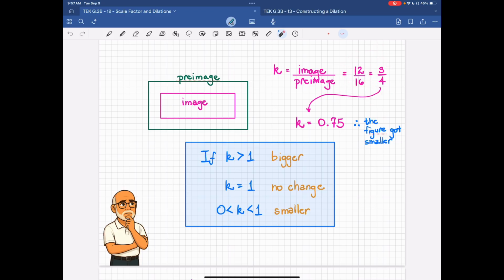Now you know that 3/4 can be written as a decimal, which is 0.75. Now this 0.75 tells you that the figure has gotten smaller. Remember that the 3 dots in a triangle means therefore. So we would read this, therefore, the figure got smaller. Just to remind us that if K is bigger than 1, we get a bigger figure. If K is equal to 1, there is no change. That figure stays the same size. And if K is less than 1, but it has to be bigger than 0, that figure got smaller.